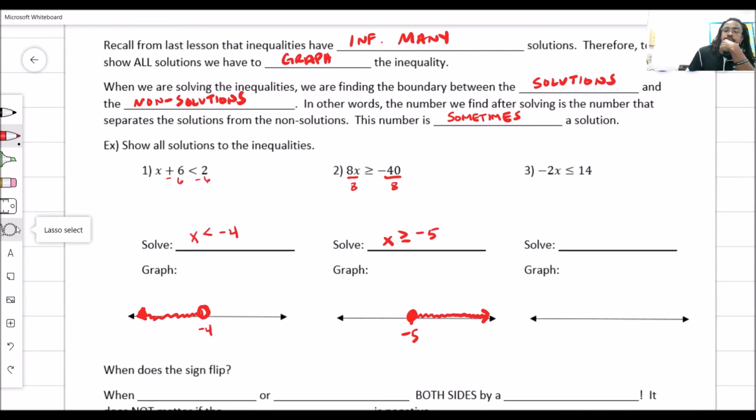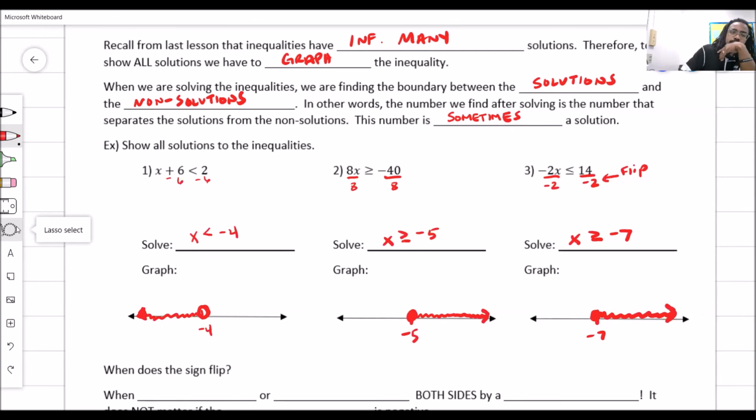Now number 3, we have negative 2x is less than or equal to 14. To get x by itself, I'm going to divide both sides by negative 2. And here's where it's going to be a little bit different for inequalities and equations. When I divide by a negative number, I have to flip the sign. So it becomes greater than or equal to negative 7. Graphing is just the same, negative 7, closed circle, going to the right, boom.